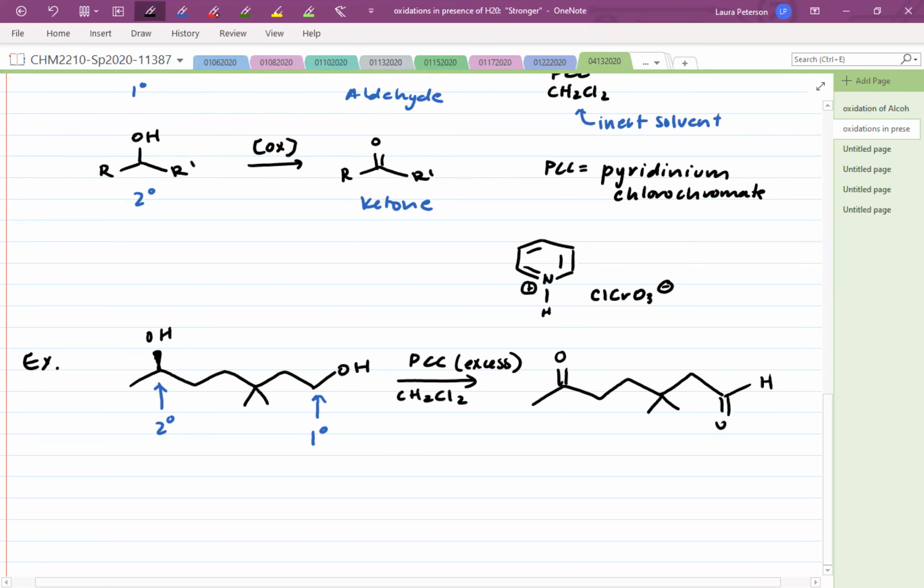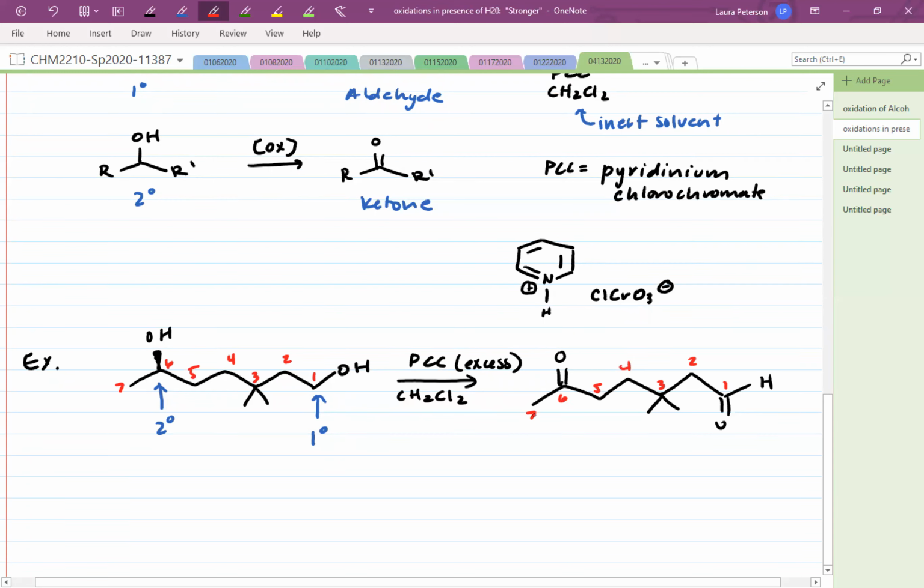Okay, and I'll go ahead and number our carbon chains so that we can make sure that we put the carbonyls at the right carbons. Okay, so carbon 1 bore the alcohol, now that's where the aldehyde is. Carbon 3 is where our dimethyl group is. And then carbon 6 is where our ketone should be.